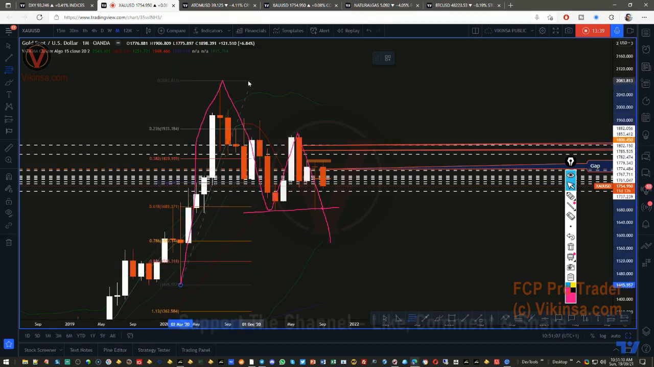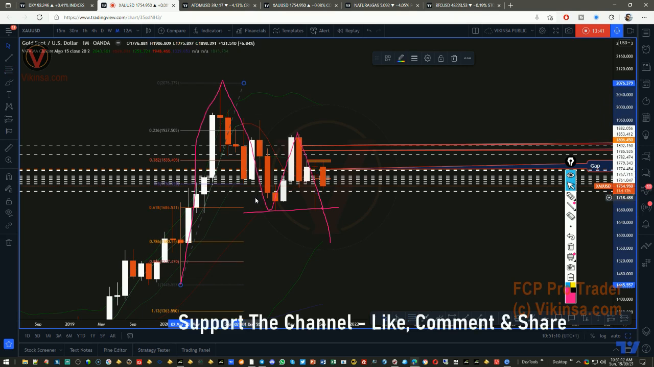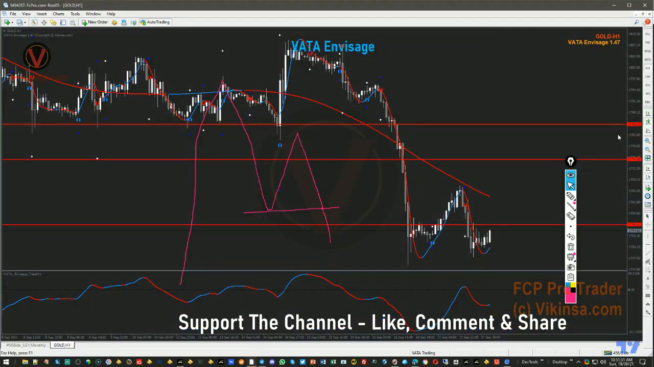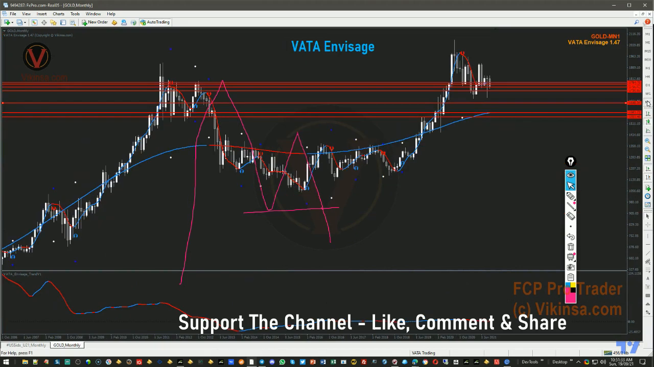This is 61.8. That means the market is expected to reach 78.6. So I'm going to put a line here. So the market is expected to reach approximately this level here, which is 1579. And this is the same level that we found on Vata and Visage as well. So you either do this manual analysis, or if you have Vata and Visage, you can also look at it. So 1583 is this one.